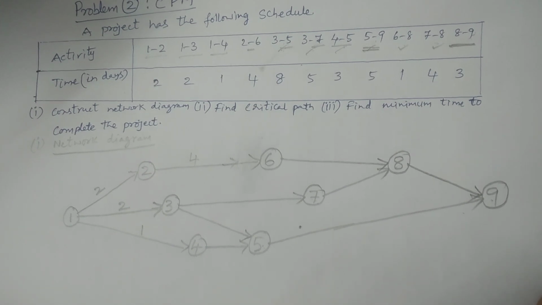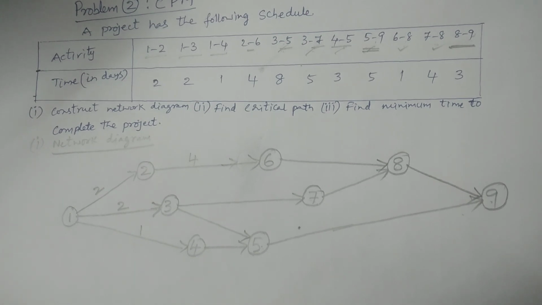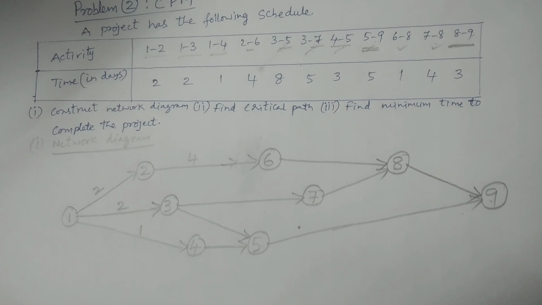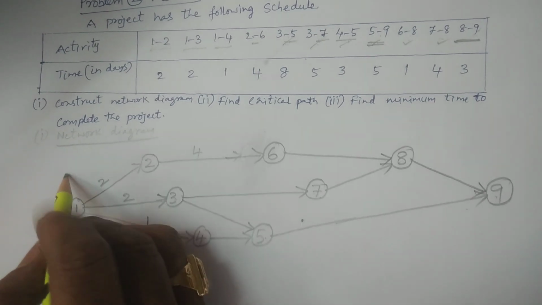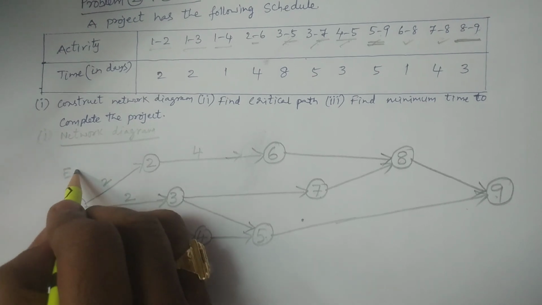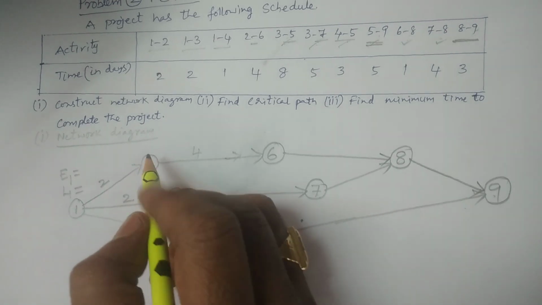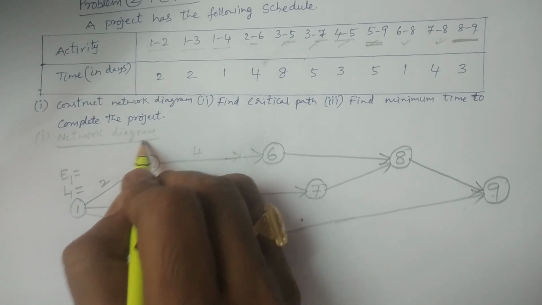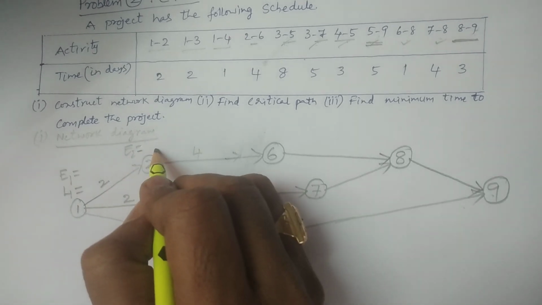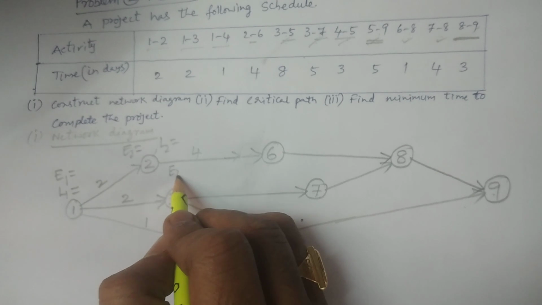Now you have to calculate earliest times and latest times. Now I explain the forward pass calculations and backward pass calculations, through the figure as well as through the formula. First of all, I indicate E and L for all the events. E1, L1. Here I consider E2 and L2. And here I consider E3, L3.